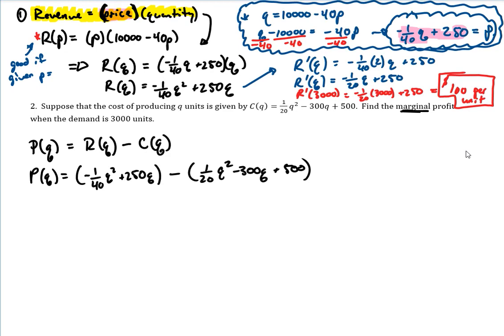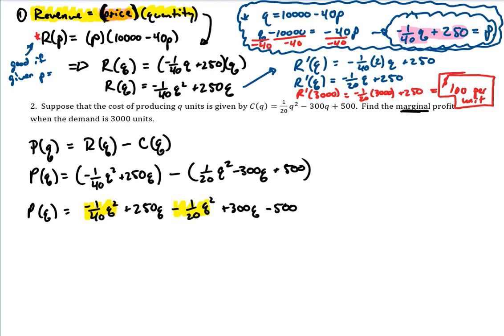Okay, so now that I have my equation set up, so I have profit equals revenue minus cost. Now I want to simplify. So R of Q equals negative 1/40th Q squared plus 250Q. Distributing, I'd have negative 1/20th Q squared plus 300Q minus 500. Okay, so distributed, it looks like that. And then notice there's some like terms that can be combined. So these combine, and then our Q terms would combine.